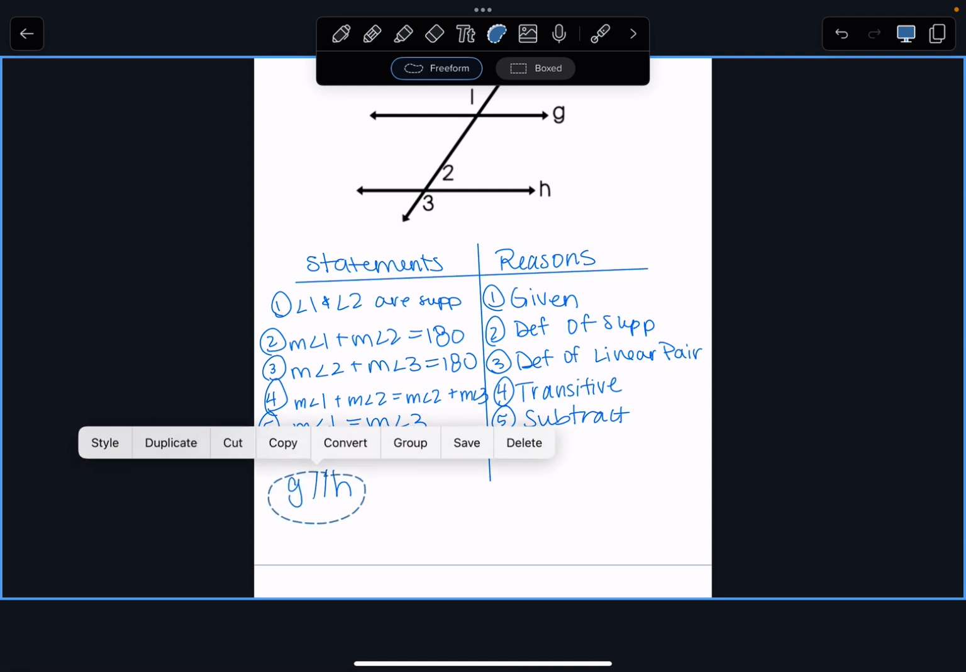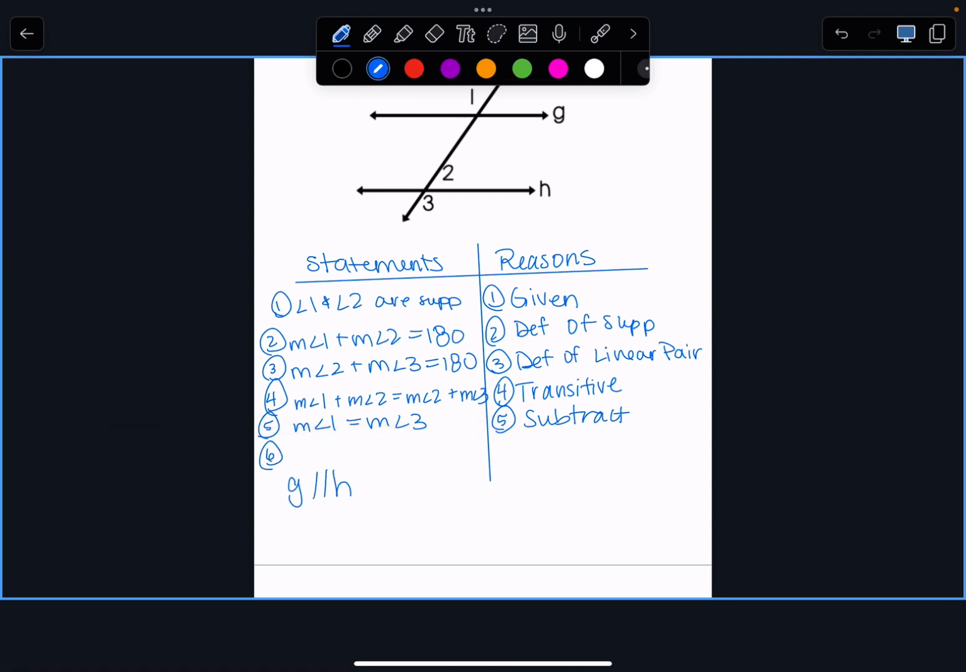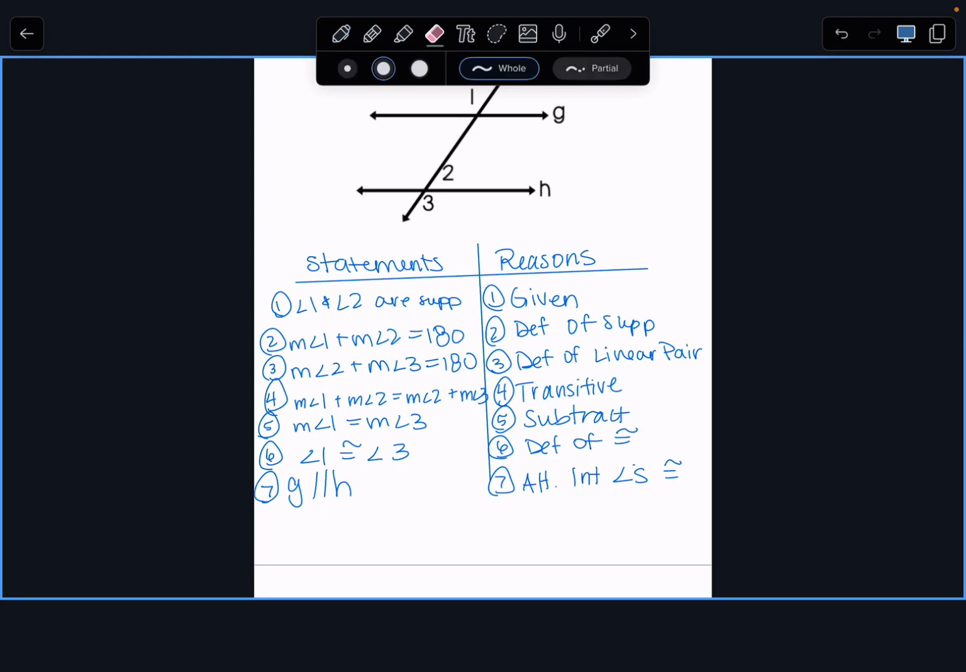Maybe you don't like that I'm going to do this. I'm going to go ahead and do the definition of congruence. Since our theorem deals with the congruence of these angles, I'm going to make it congruent. Now that I have, we called these alternate exterior angles, now that I have those congruent, we can say G is parallel to H because we have alternate exterior angles that are congruent.